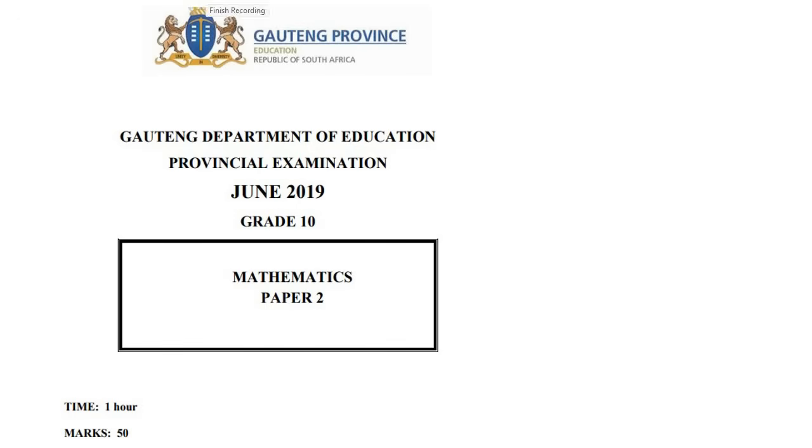Hello everyone, so here we have a grade 10 maths paper 2 exam written in June 2019, 1 hour long, 50 marks. Let's get started.